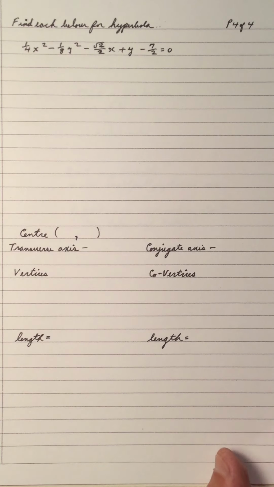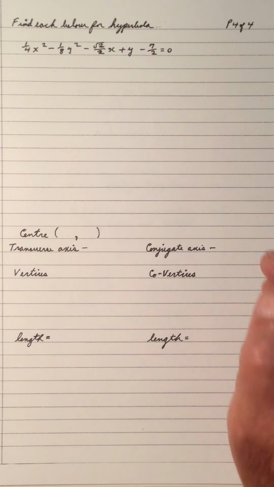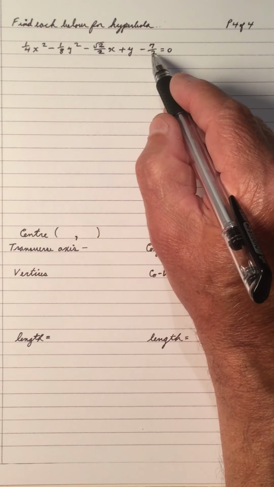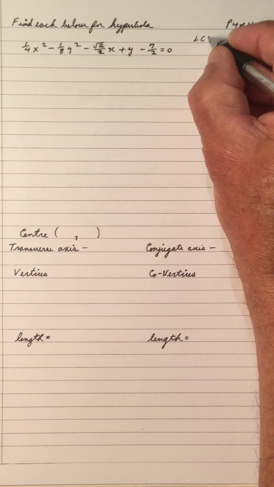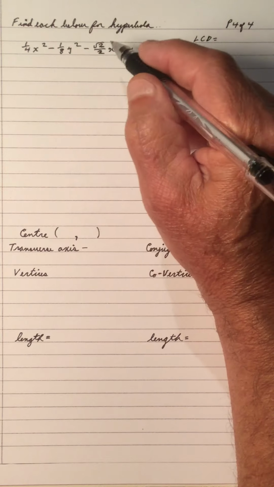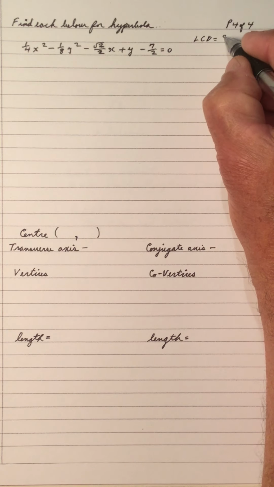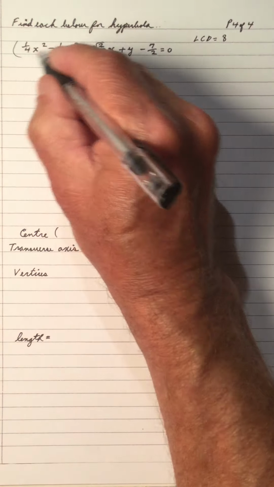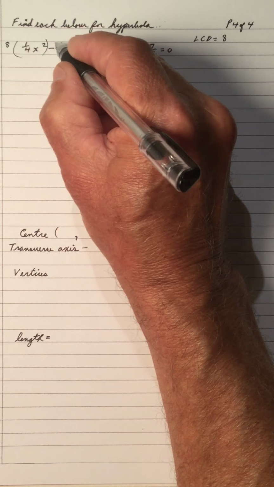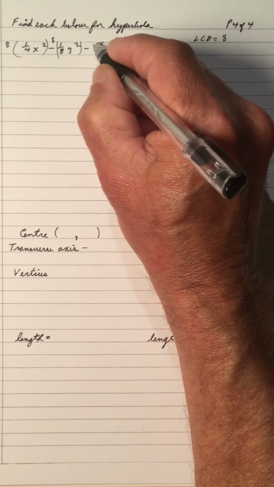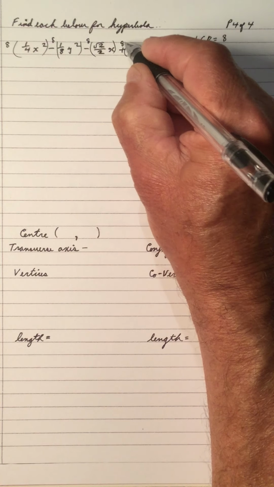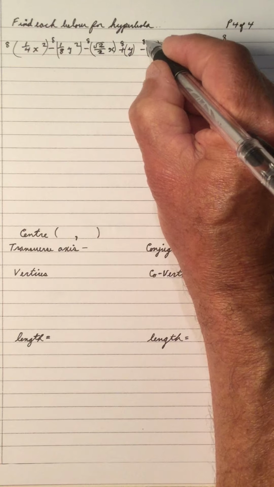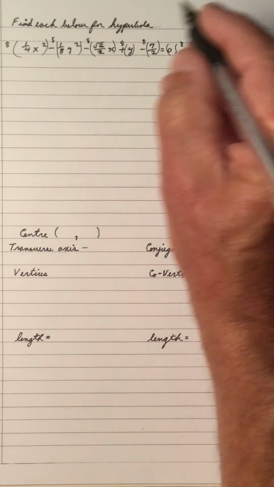And now I have an extra question here. It says find each below for the hyperbola. But this time I have the equation written in general form. So we have fractions. The LCD of 4, 8, 2, 2 is 8. So we'll multiply each term by 8. What I do is eliminate the fractions. It makes it easier when I'm solving the equation. So every term is multiplied by 8.